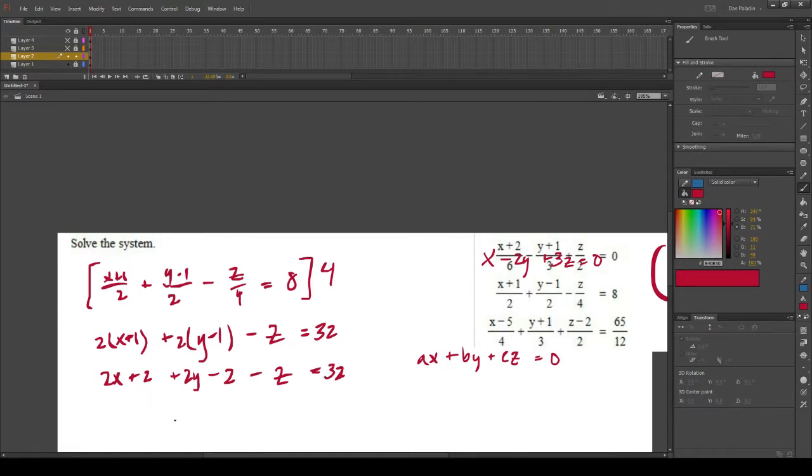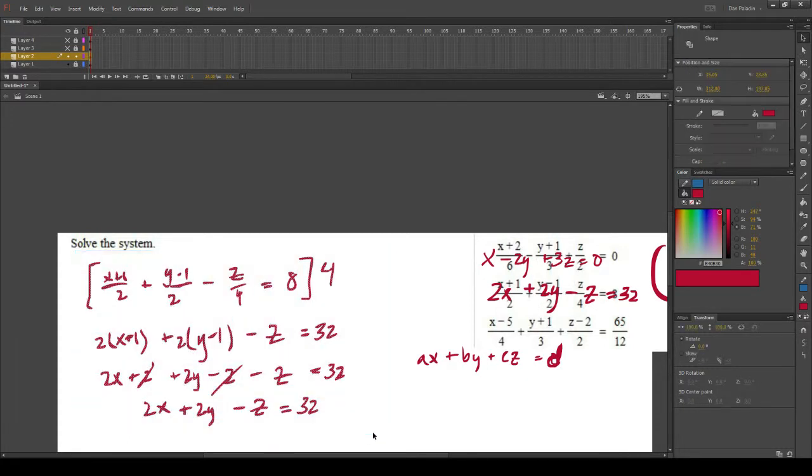And again, I don't have to set everything equal to 0. It could be any number. So here we've got a plus 2 minus 2 again, so those cancel. And now I have 2x plus 2y minus z is equal to 32. Looks good to me. So we're going to put 2x plus 2y minus z is equal to 32. Again, I'm going to get rid of all of this stuff.